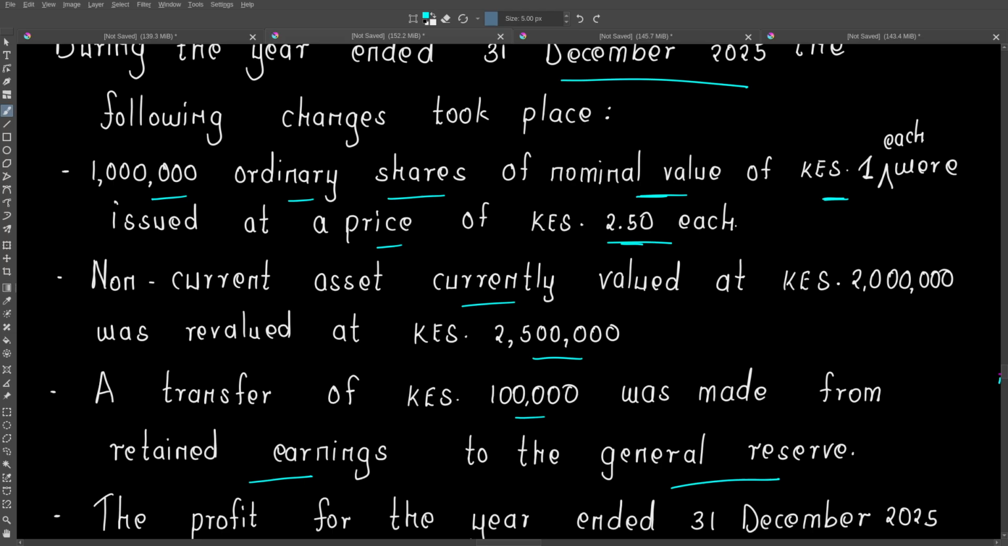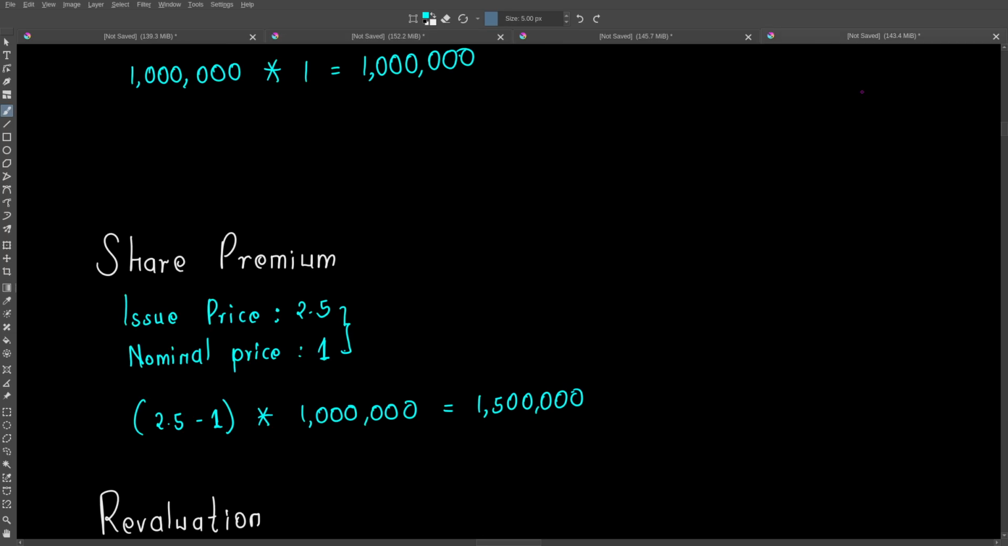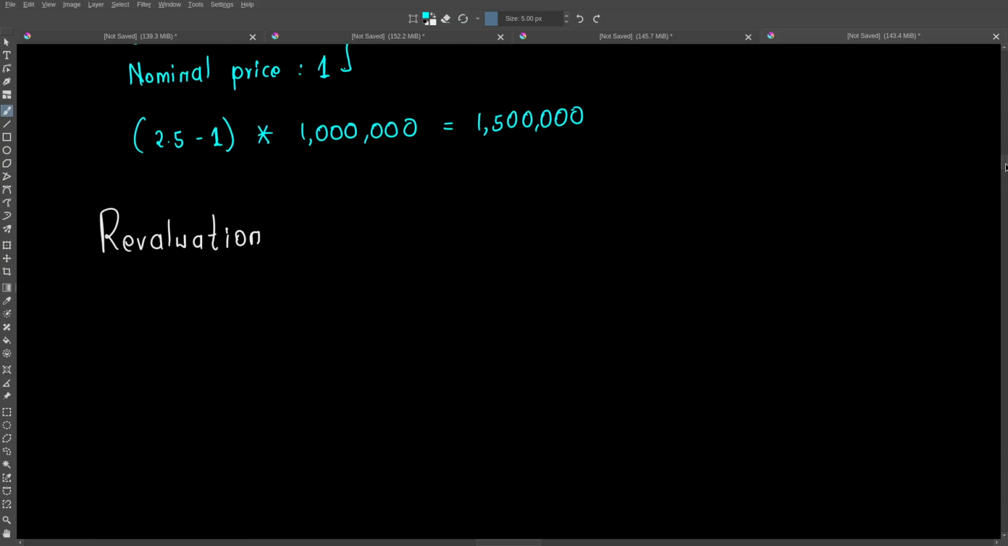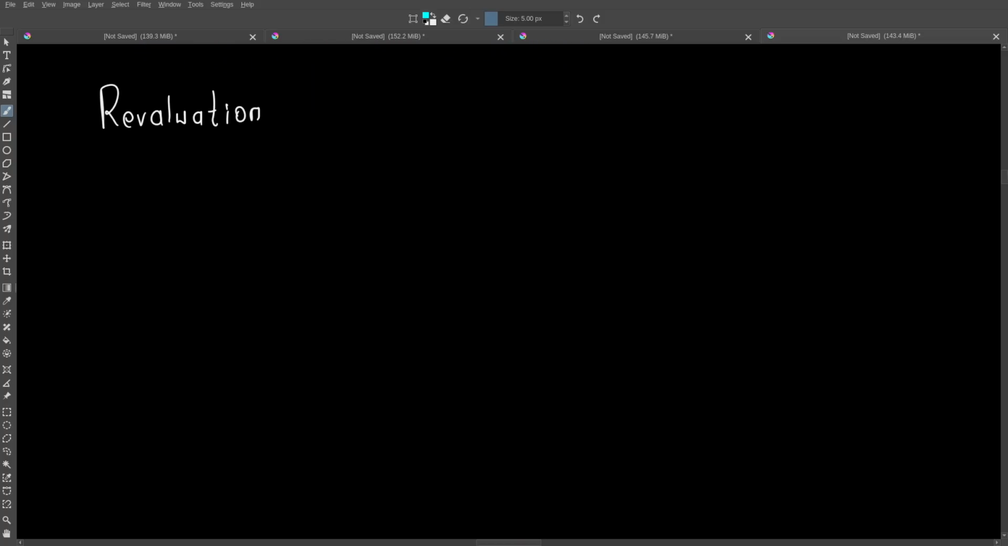movement, which is a non-current asset currently valued at 2 million that was revalued at 2.5. So we have a revaluation that has happened. As mentioned, we do revaluation. There are items like land. What happens to them? They appreciate. They don't depreciate. So land could have been worth less, but now it is worth more. So we usually do that revaluation.